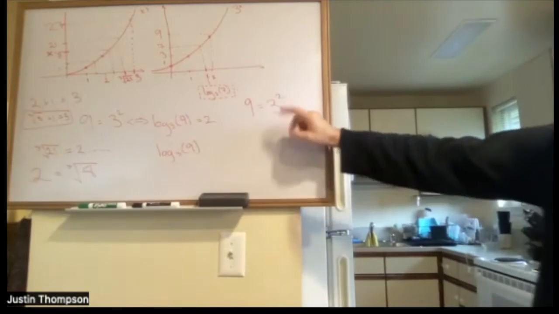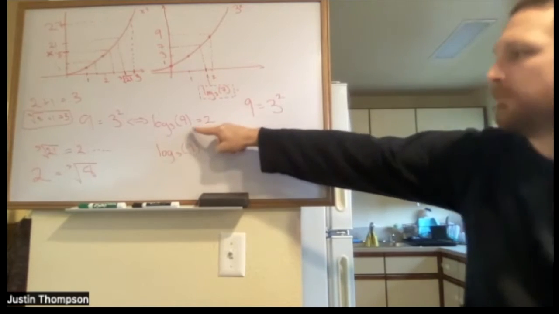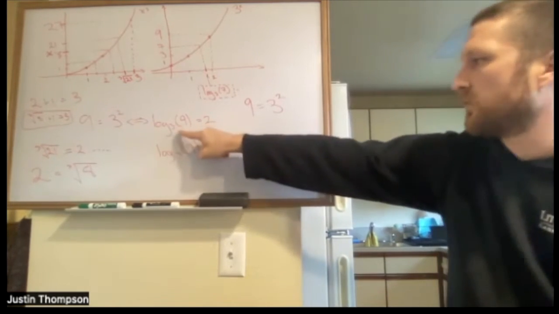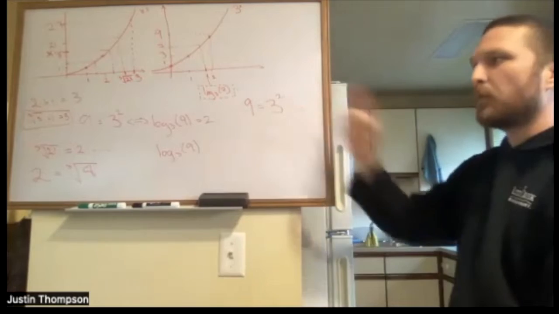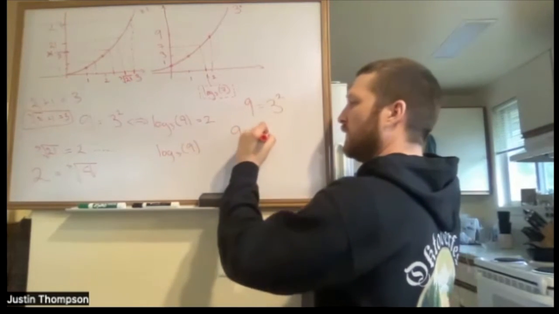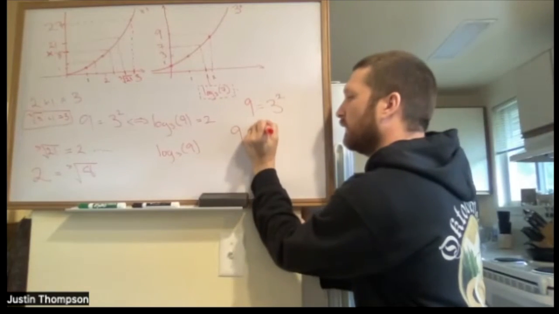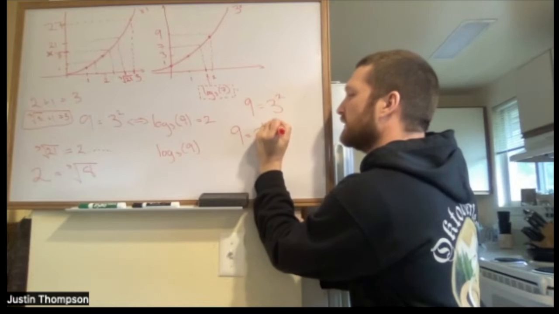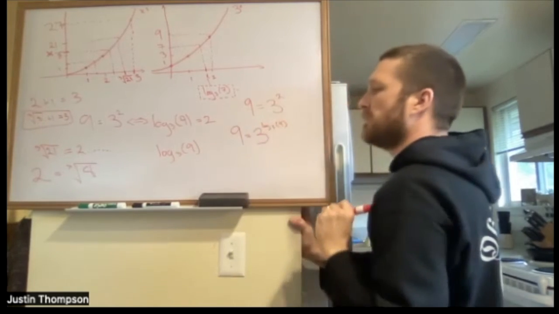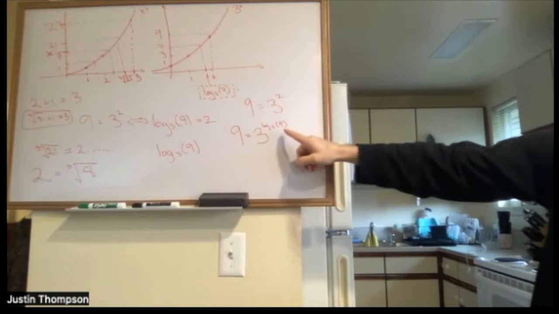Well, that's what we're going to do right here. We're going to say this symbol, 2, can be written as log base 3 of 9. And so I'm just going to replace it right there. And let's see what we get. 3 raised to the power of log base 3 of 9. And now look at what we have.